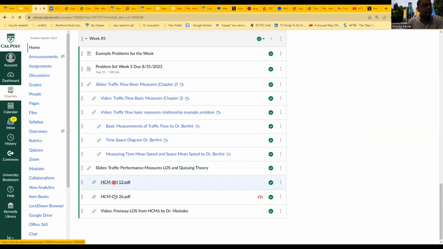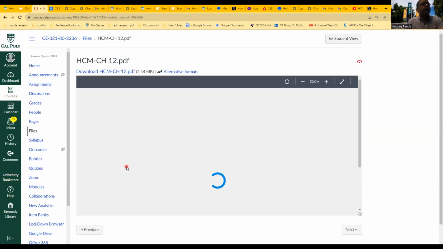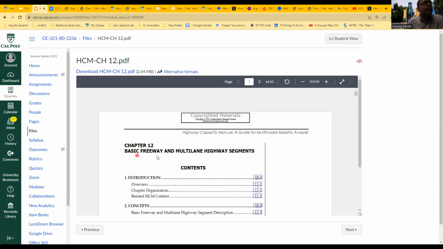If you look at this, you're going to be looking at HCM v6, and chapter 12 is what defines the basic freeway and multi-lane highway segments. Now, in this class, again, we are only dealing with freeways, so we're not going to worry about multi-lane highways. Basic freeway segments are what we are going to deal with. But remember, chapter 12 does deal with both.